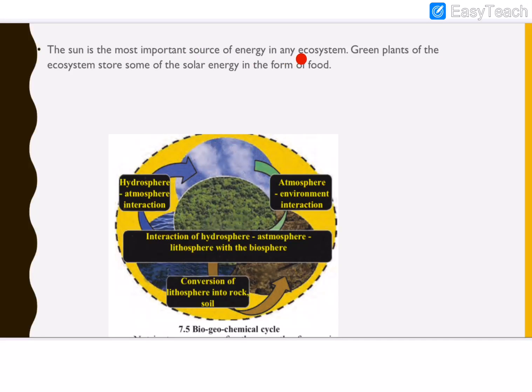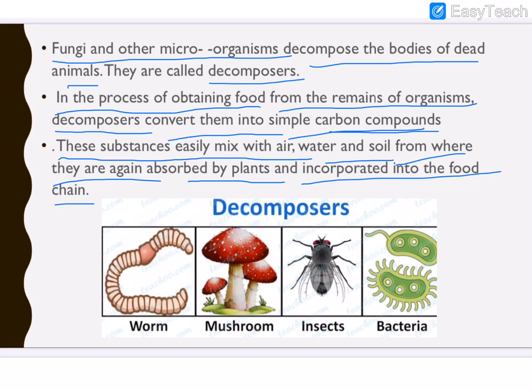The sun is the most important source of energy in an ecosystem. You know, the ecosystem food chain starts from the sun, so it is the most important source of energy in an ecosystem. And green plants of the ecosystem store some of the solar energy in the form of food. So the plants absorb solar energy from the sun and store it in the form of food.